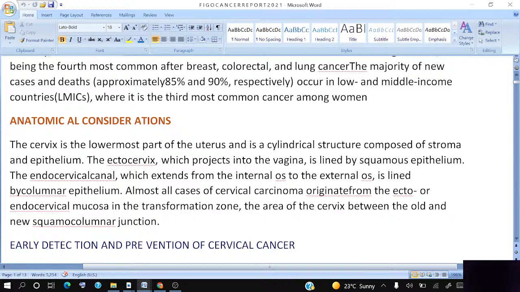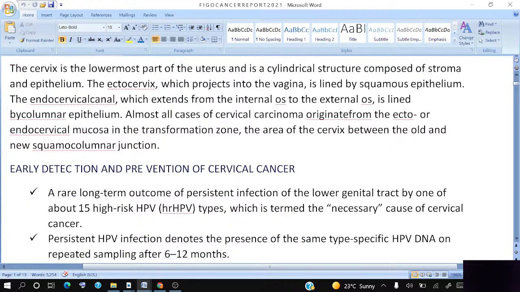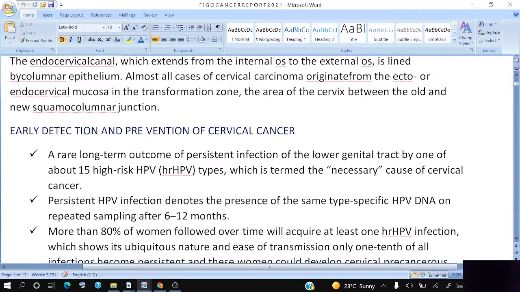This anatomical area is very important for cancer location, and also for cytological examination and the biopsy we take from this area. Even for surgical intervention it is very important. So, early detection and prevention of cervical cancer.